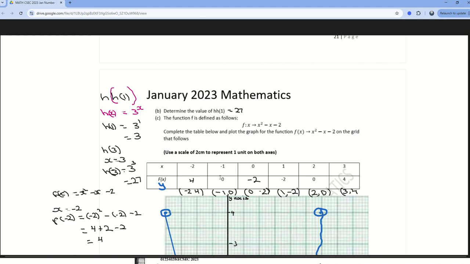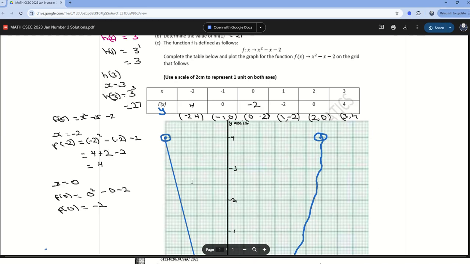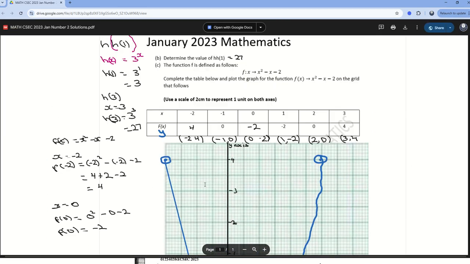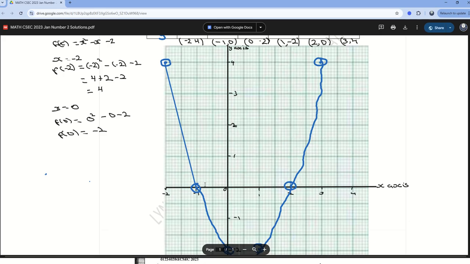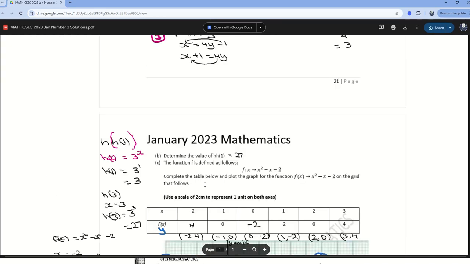When x was 0, f of x or y was negative 2. That's the only two that you have to find. So my coordinates are (negative 2, 4), (negative 1, 0), (0, negative 2), (1, negative 2), (2, 0), and (3, 4). So I'm going to plot those points and draw a graph. And that's how you would do this question.